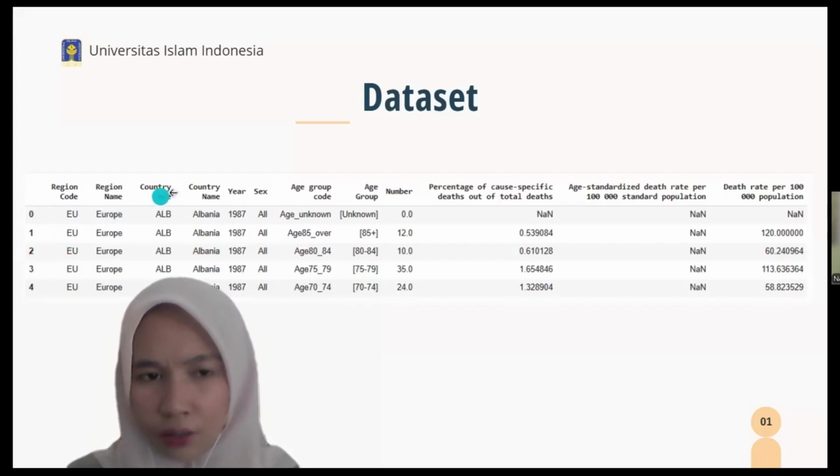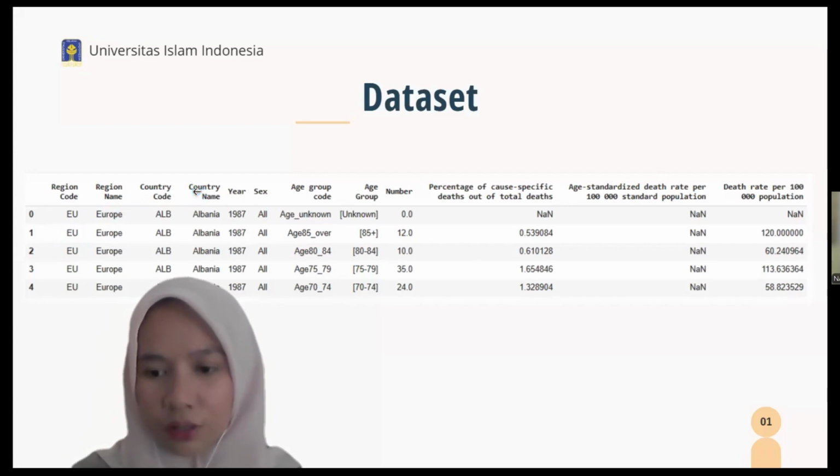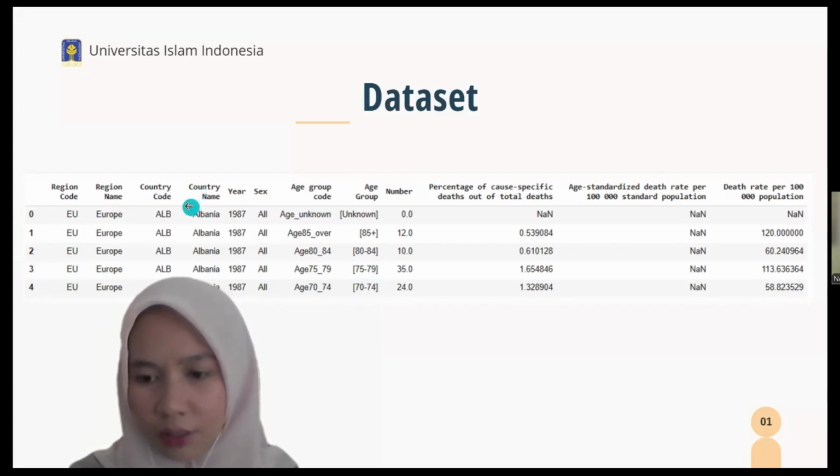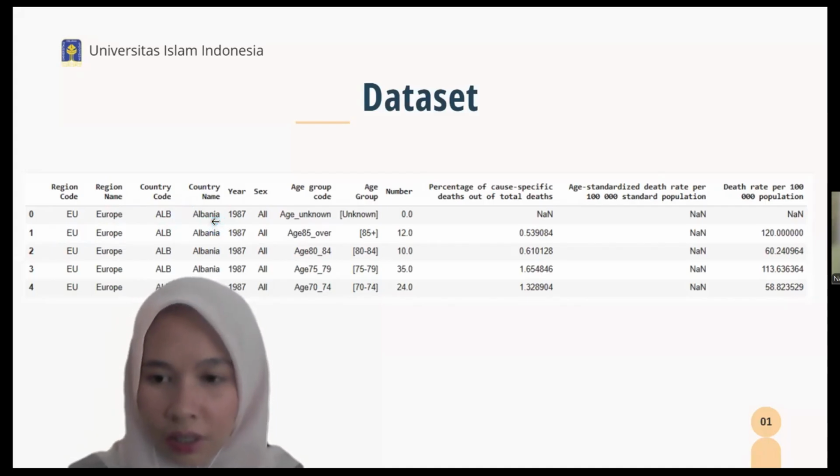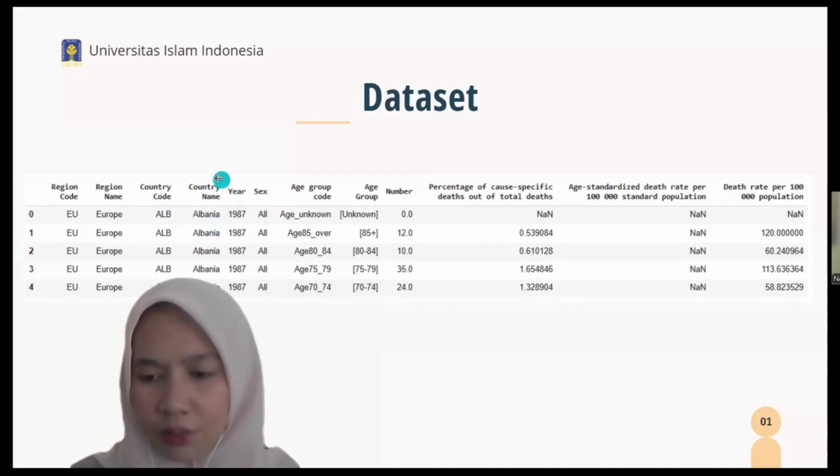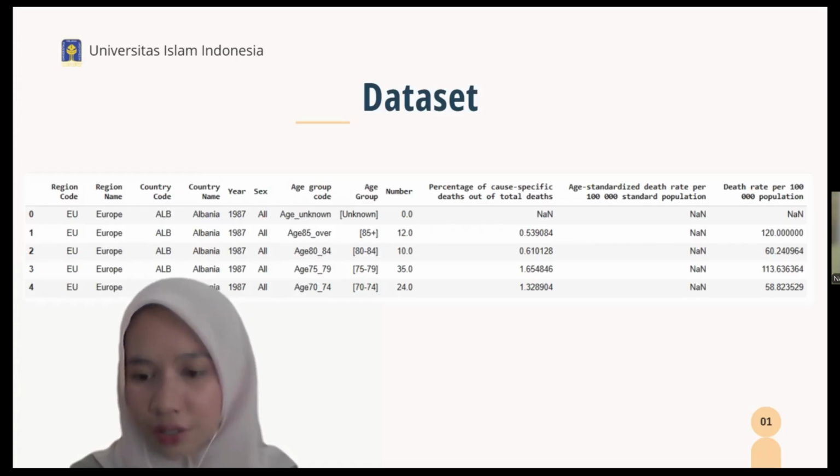The country code and country name identify the country being observed. For example, ALB for Albania is the country of interest, and year is the specific year of the observation. Sex column shows the gender category. The value "all" indicates that the data is aggregated for both males and females. And age group code and age group provide the specific age range for each observation.